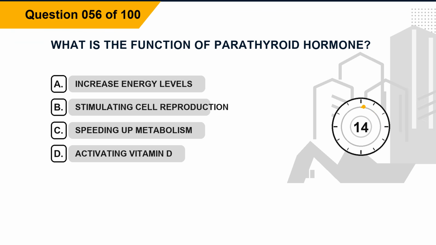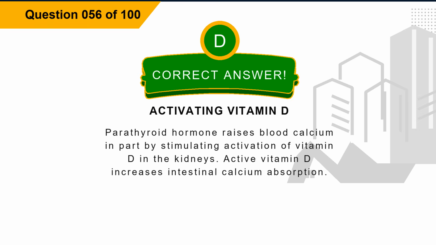Question 56. What is the function of parathyroid hormone? Option A, increase energy levels. Option B, stimulating cell reproduction. Option C, speeding up metabolism. Option D, activating vitamin D. The correct answer is option D, activating vitamin D. Explanation. Parathyroid hormone raises blood calcium in part by stimulating activation of vitamin D in the kidneys. Active vitamin D increases intestinal calcium absorption.